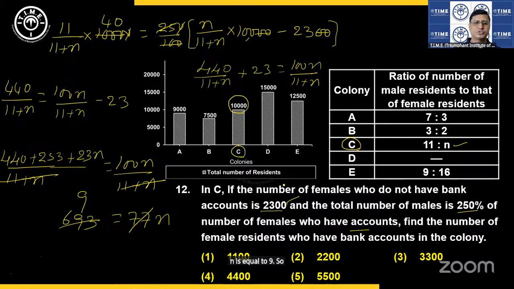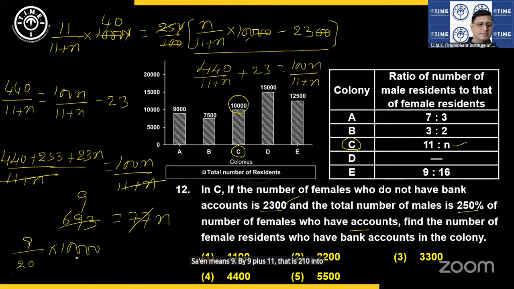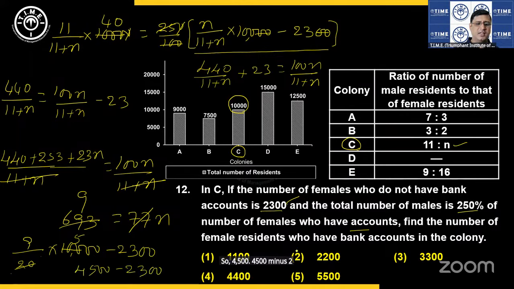So what do we need to find? The number of female residents who have bank accounts. We need to find out this part. So n means 9 by 9 plus 11, that is 9 by 20 into 10,000, minus 2,300. 20 here goes how many times in 100? 5 times. So 4,500. 4,500 minus 2,300 is 2,200. The right choice is option number 2. The second choice is the right answer.